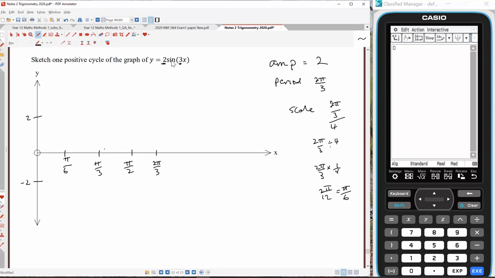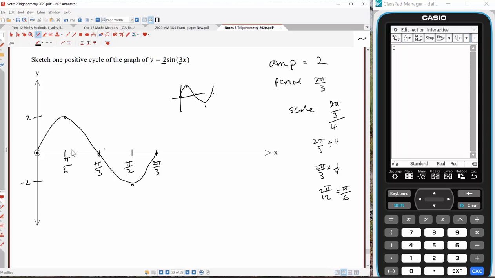Now what I do is I think about the basic sine graph, which starts there, goes up, down, down, up. Okay, we'll take that shape there. And I simply do the same thing, except I use this scale to sketch it. So I start at the origin, go up to there, down to there, down to there, and back to there. Complete the sketch. And we've got one positive cycle of this graph here.